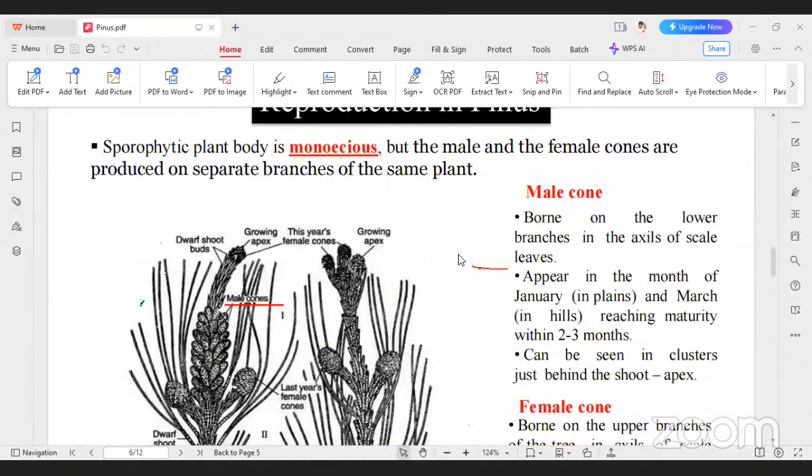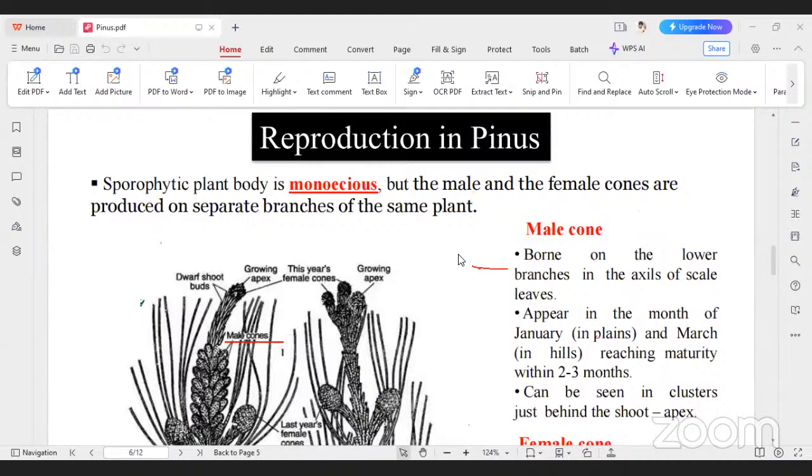Next, reproduction in pinus. This is very important. What is the reproductive part? In gymnosperms, the reproductive part is the cone. In pteridophytes, the reproductive part is also the cone. Here also the reproductive part is the cone, and the first point given here is clearly monoecious. What is monoecious? What is dioecious?